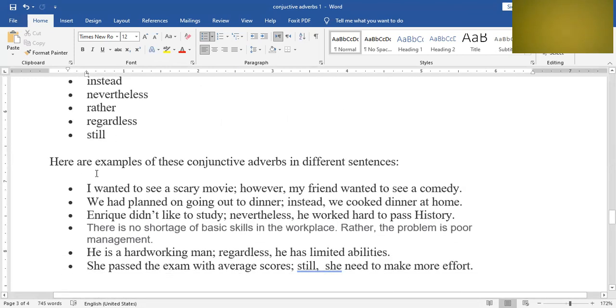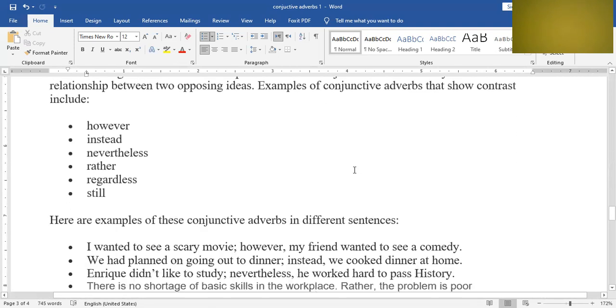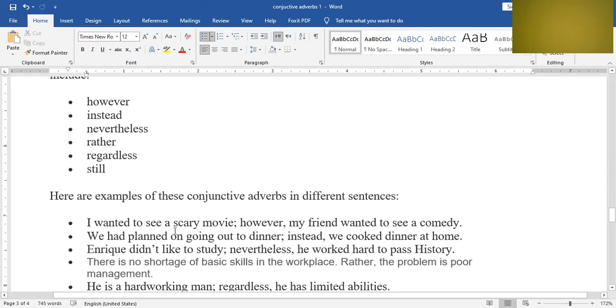Here are some examples of conjunctive adverbs which express contrasting ideas. I want to see a scary movie. However, my friend wanted to see a comedy. You see, two opposite moods. He wants to see a scary movie. However, his friend wanted to see a comedy. So two opposite moods. Now, we had planned on going out to dinner, or instead, we cooked dinner at home.